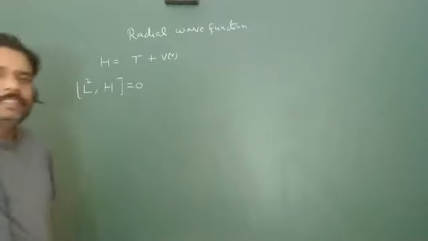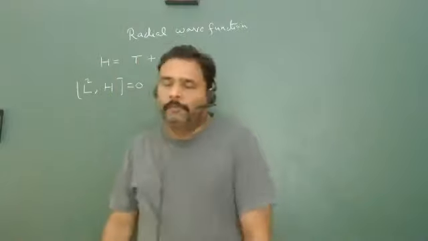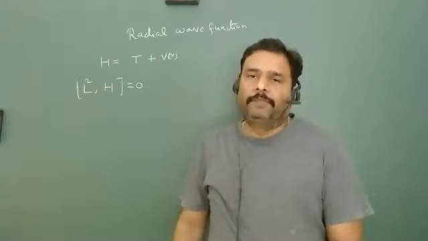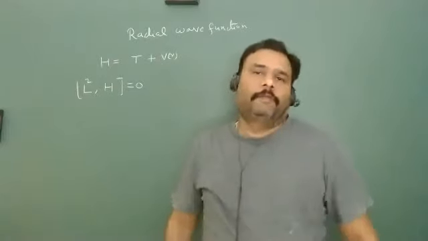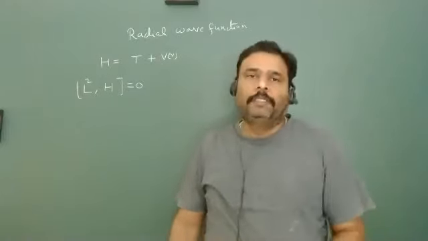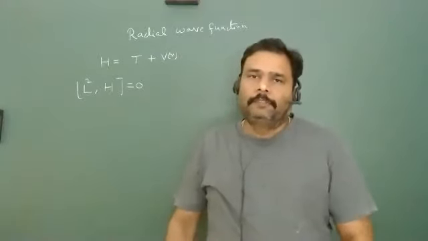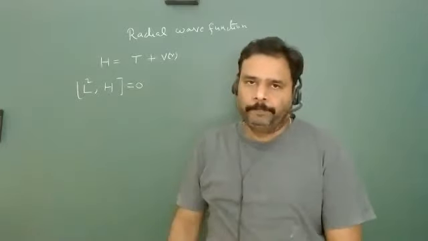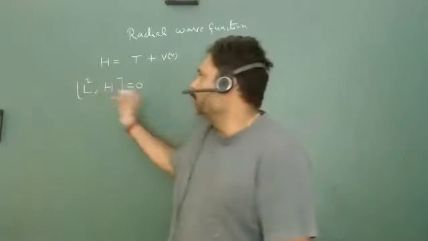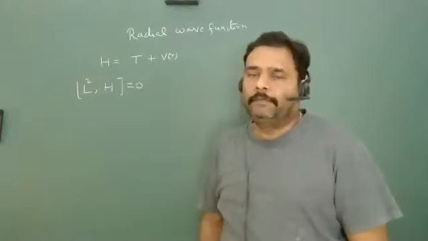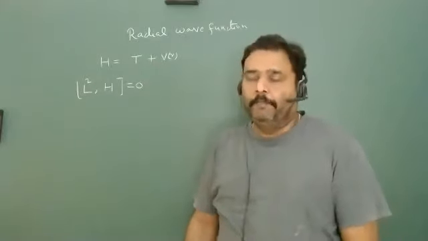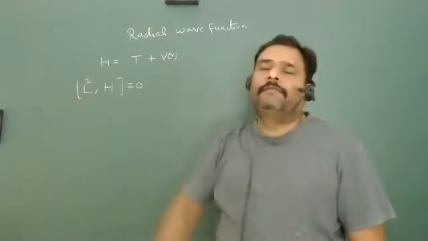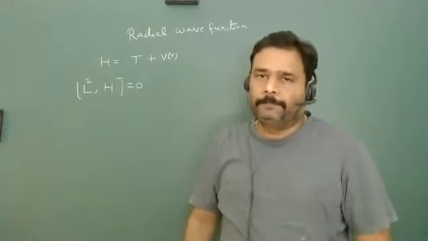Why am I making this assumption that H and L square commute? What is the reason behind that? The reason is very simple. For the central force problem, the external torque is zero, so angular momentum is conserved. Whenever anything is conserved, it commutes with the Hamiltonian. So for the central force problem, this is conserved. What is the meaning of that? The eigenfunction of L square will also be an eigenfunction of the Hamiltonian, and vice versa.